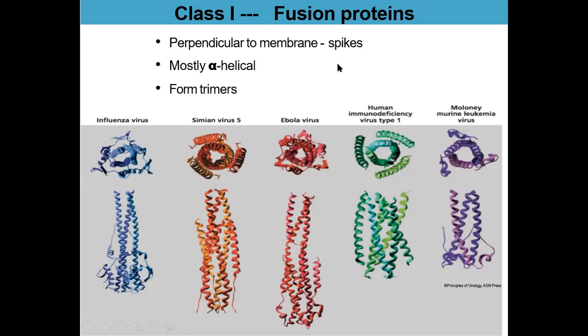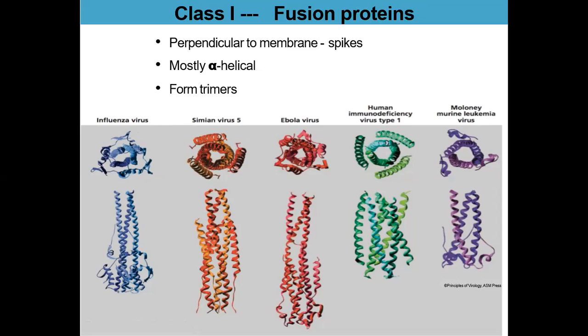We have spikes like in coronaviruses, in MERS, and these spikes are helical. They are mostly of helical nature, alpha helical proteins, and they always make trimers. And here we have influenza viruses, simian viruses, Ebola viruses, HIV, murine leukemia virus, and coronaviruses. These viruses are more active. Keep that in mind, that if a virus has a class 1 protein, because of the alpha helical structure, they will have more opportunity to penetrate inside the cell membrane rather than the class 2 fusion peptides.